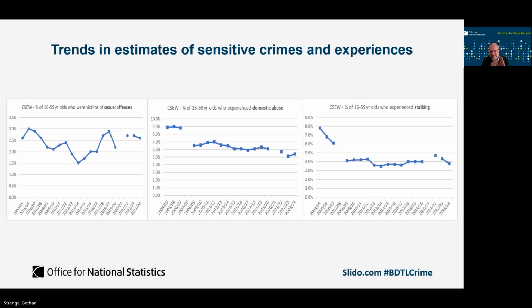Domestic abuse, there was a bit of a break in series where there were some changes to questions early on in what we're capturing here, but it's generally gradually slowly gone down from around 7% to about 5.5% now. And stalking, again, there was a break early on, but if we look after that break, it stayed relatively consistent. Around 4% of people aged 16 to 59 have experienced some form of stalking in the previous year. Next slide, please.